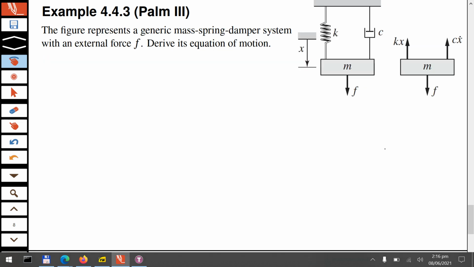Okay, the next example is interesting because it has all the three elements you studied so far. It has mass, it has damping, and it has spring.